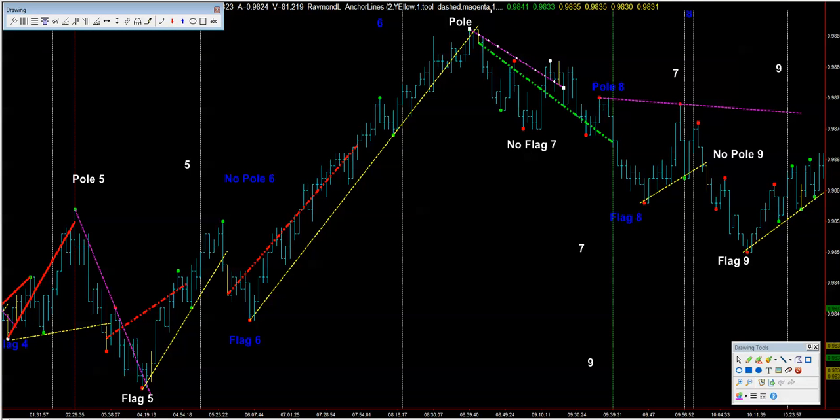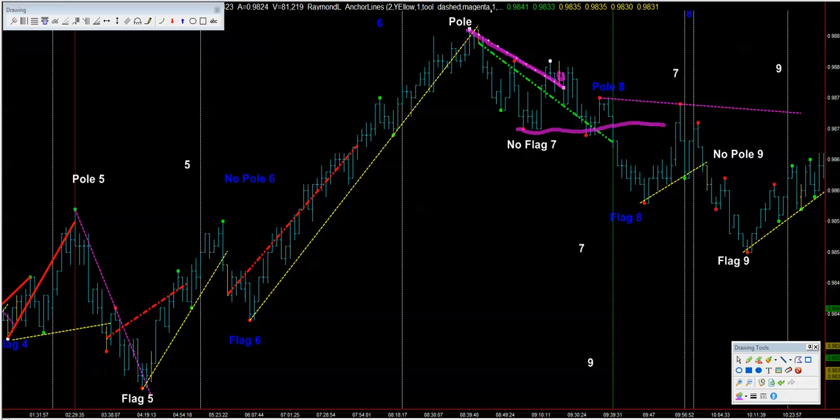So once we have the ending of a flag, the rules state that no matter what, the pole ends at this point because of that break. The entry becomes a close below the lowest anchor of the finished pole. Now the lowest anchor of the finished pole is right here. So we draw a line.